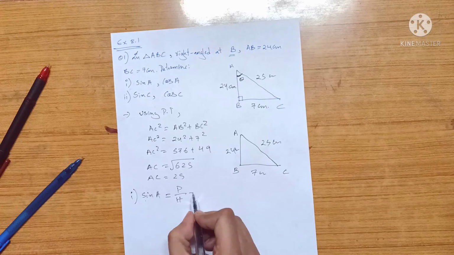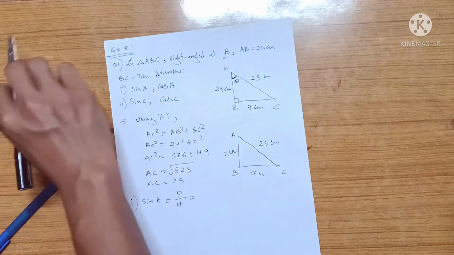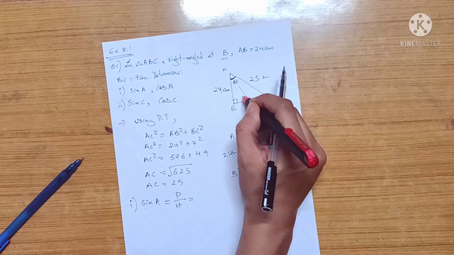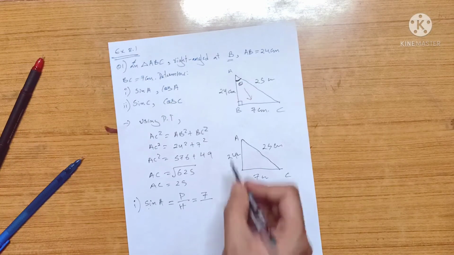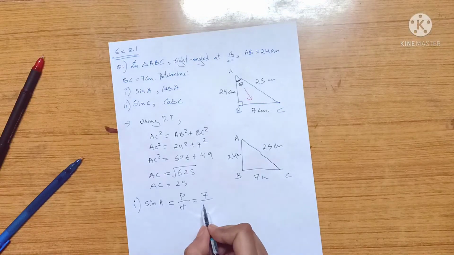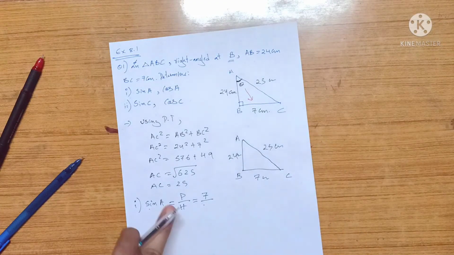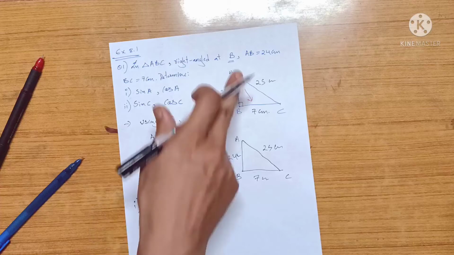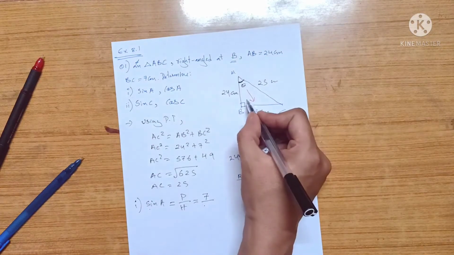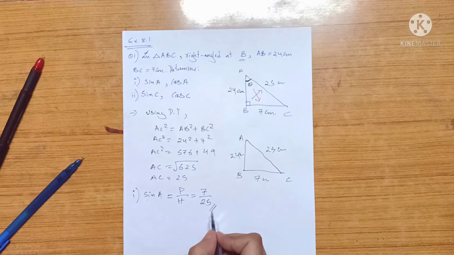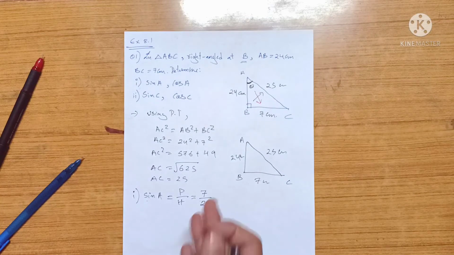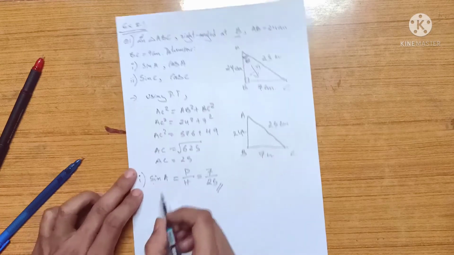So, if theta is here, the perpendicular is what? I told you, whatever the angle is, opposite to that is the perpendicular, which in this case is 7, and then the other one is the base. But the formula is perpendicular by hypotenuse. Hypotenuse is the longest side, which is opposite to 90 degrees, which is 25. And that's it. That's sine A, the ratio between the perpendicular and the hypotenuse. If you can cut, you should cut, but if you can't cut, just leave it as it is.